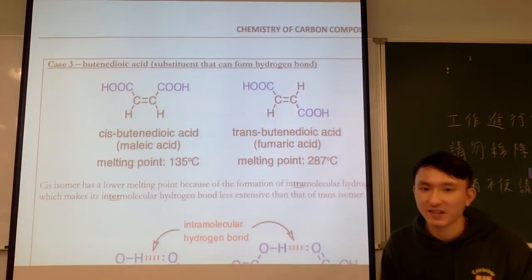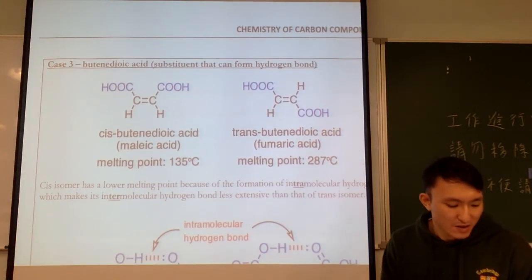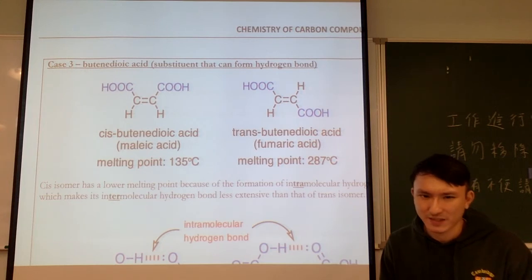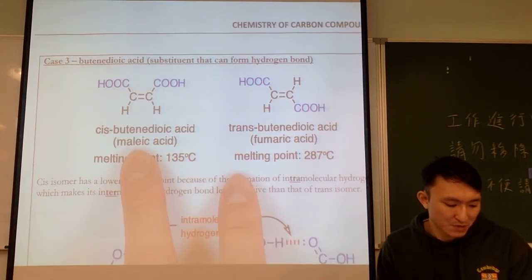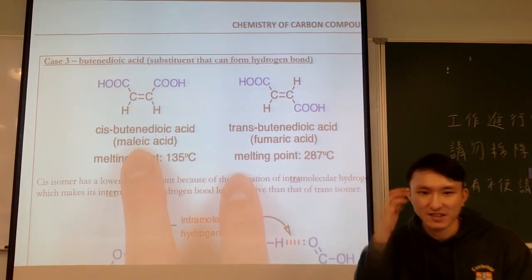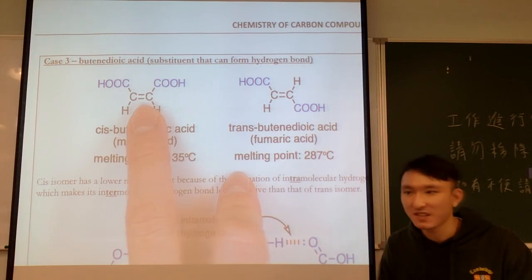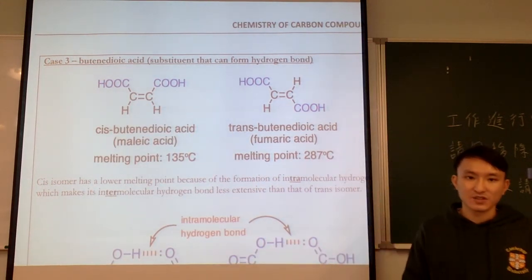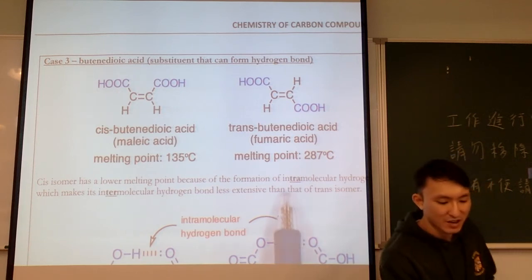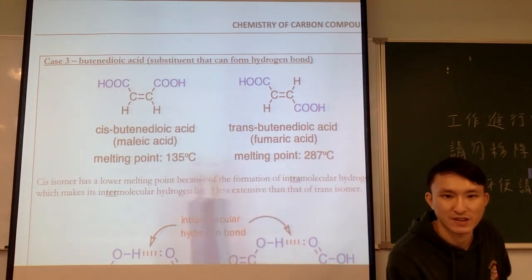Now this one is another interesting example where it's a very specific special case, I would say. So here we have butene dioic acid. So basically like a butene, but the 2 alkyl groups are both carboxyl groups. So here you see the melting points are hugely different from one another.